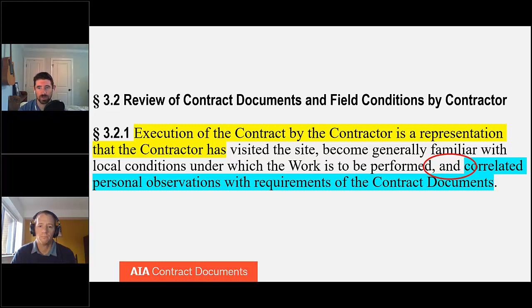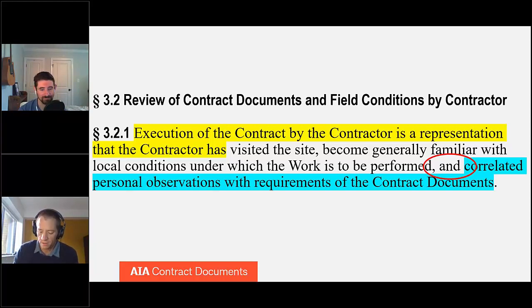And it's important to remember that this sentence uses the word "and" at the end, which means that it's not any of the three, it's all of the three. The contractor has to do all of those three things: visit the site, become generally familiar with the conditions, and correlate those observations with the requirements of the contract documents. And once the contractor executes the contract, it represents that he has already done those three things. That's it. Mike, did I miss anything?